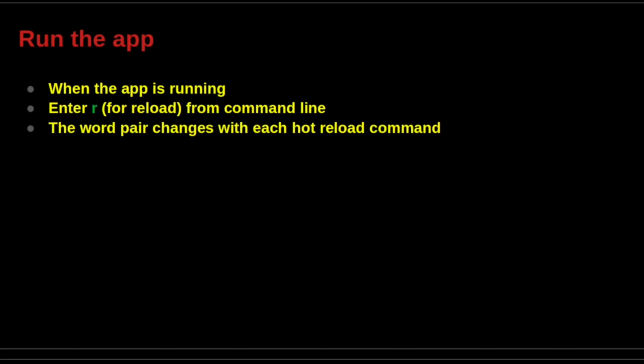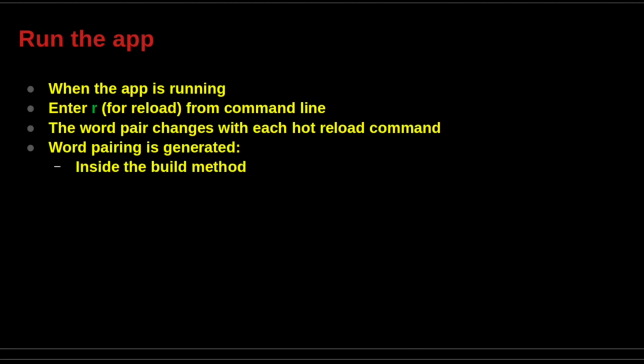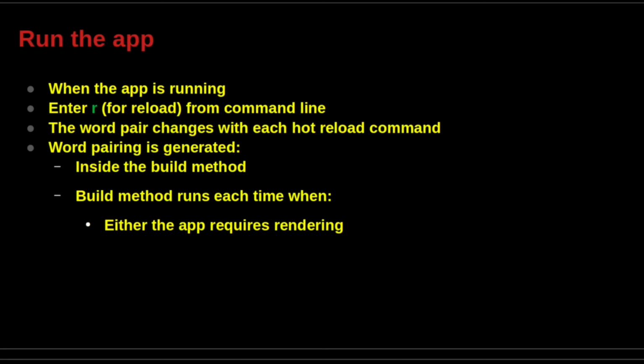This slide demonstrates the basic hot reload operation. In the IDE, open the terminal window pane and enter the letter R. This operation will run the build method. A new word pair is generated when the build method runs. You will notice that the word pair displayed on the screen changes each time the letter R is pressed.